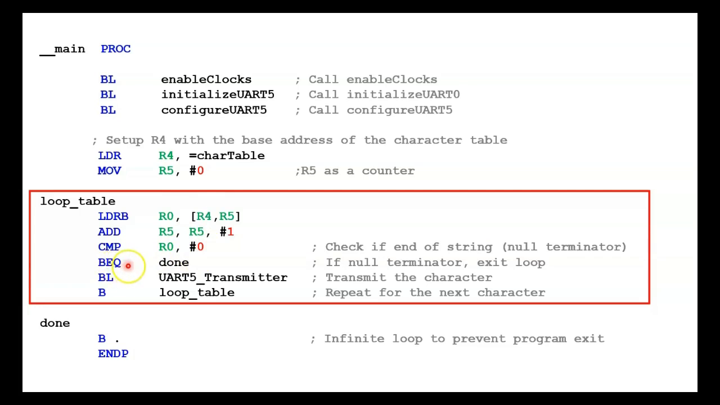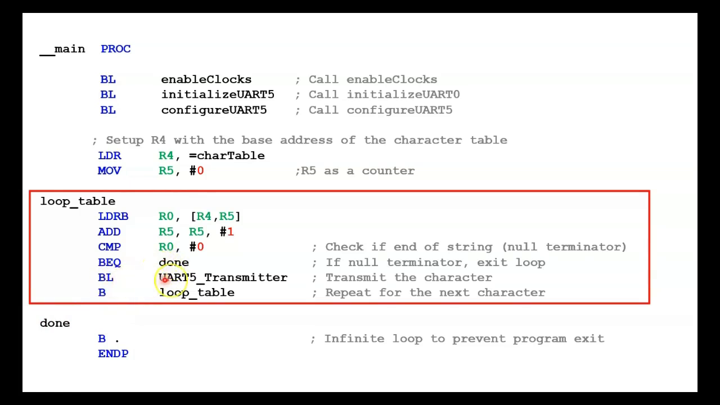So BEQ will branch to the done label, which is here, if this comparison finds that R0 contains the 0. If R0 contains the 0, which indicates that it has come to the end of the character string, then the BEQ instruction will be executed and the control of the program goes down to this point here, the done.